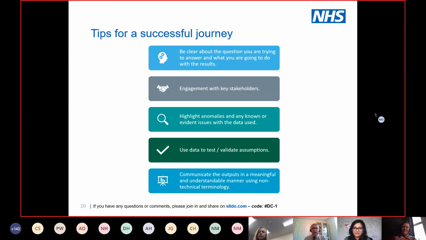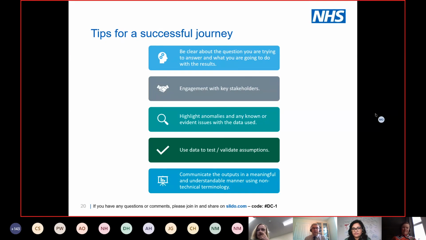Highlight anomalies and any known issues, or issues that become evident through the process, with the data that you're using. We talked earlier that that's not a reason not to keep going with your modelling and to develop your model, and sometimes that forms a key part of your action plan. But it's really important to highlight that with your stakeholders so that everybody's aware of what some of those issues might be, the impact they might have on your model, and what you're going to do about it.